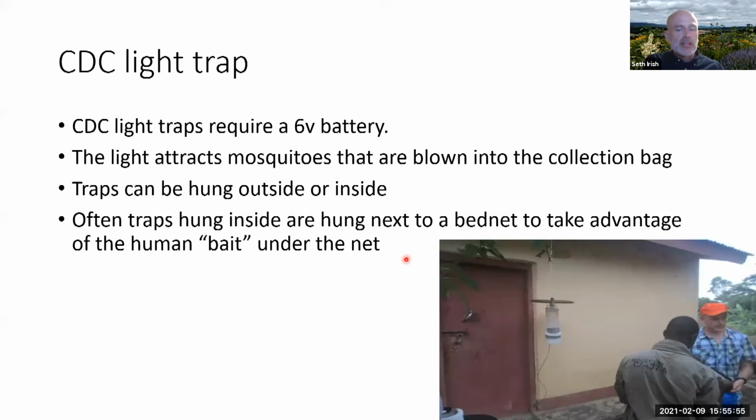And these traps are very, very transportable, very easy to use. They can be hung inside or outside, which is a nice way to collect indoors and outdoors if you don't want to have humans doing that work all night. And oftentimes when we use them indoors, we can take advantage of people sleeping inside the house to serve as that odor bait for the mosquitoes.